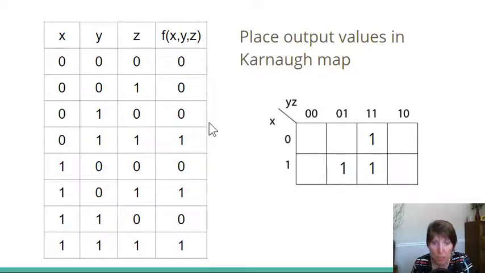So the 3 1s that are in the input-output table are now in the Karnaugh map. So we mapped them directly. Now they represent the same thing.